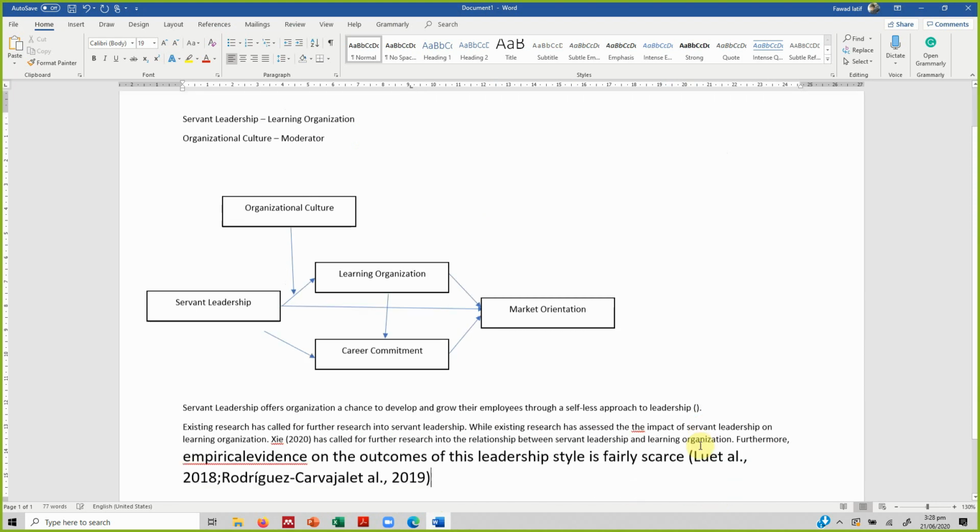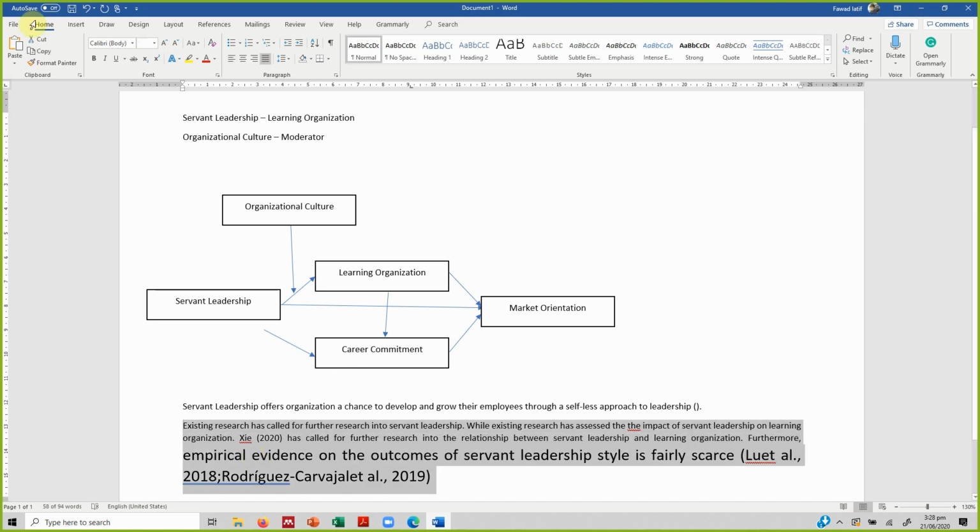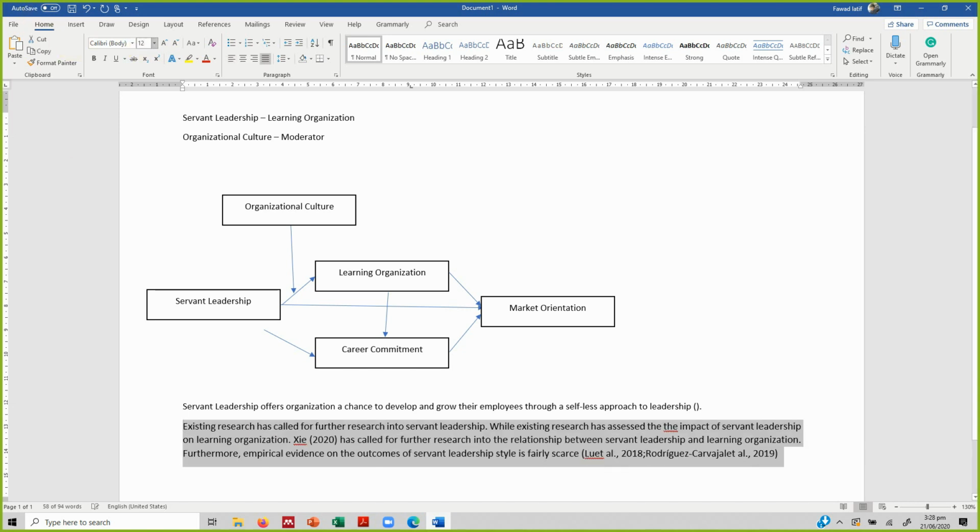Furthermore, empirical evidence on the outcomes of servant leadership style is fairly scarce. Just format the text, copy the references, and you're on your way. So this is how you can use existing research papers to store relevant information, and then use that relevant information to write your own introduction.